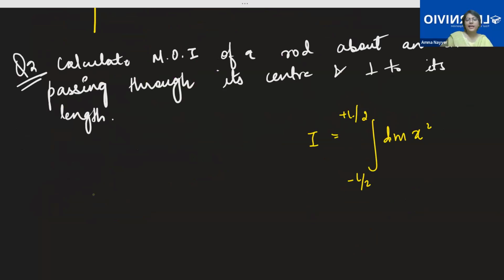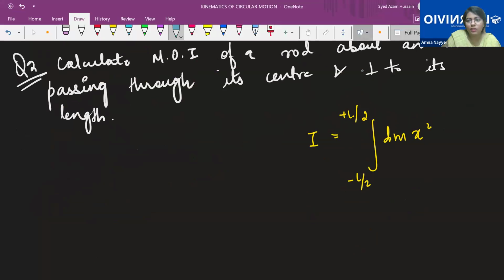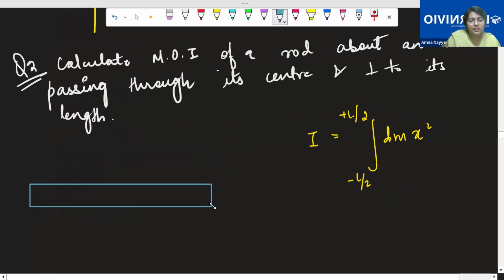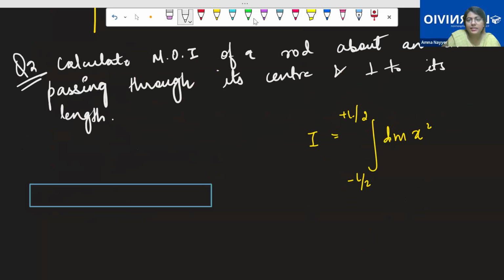Okay, see, so it says calculate moment of inertia of a rod about an axis passing through its center and perpendicular to its length. Now understand this. Let's say there's a rod. This is the rod, and the axis is through its center and perpendicular. Means this is the center and perpendicular to it. This will become your axis. Now axis will be treated as if this is the origin.